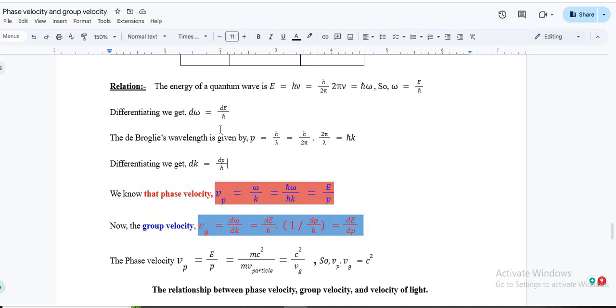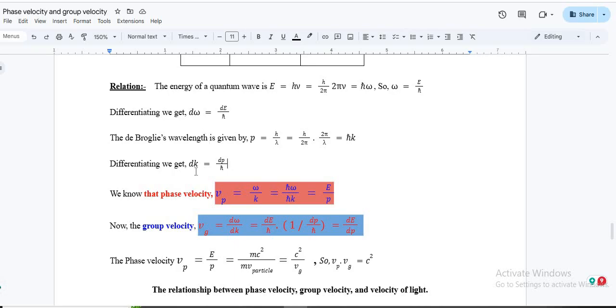So differentiate this one, d omega equals dE by h cross. The Planck constant h is constant obviously, and h cross, h by 2 pi, is also constant. This is one of the equations, d omega, dE, dk. Now from de Broglie's hypothesis, we know P is equal to h divided by lambda. So h divided by 2 pi, divided by lambda, this is h cross k. So again, if you are differentiating this one, dk is equal to dp divided by h cross.